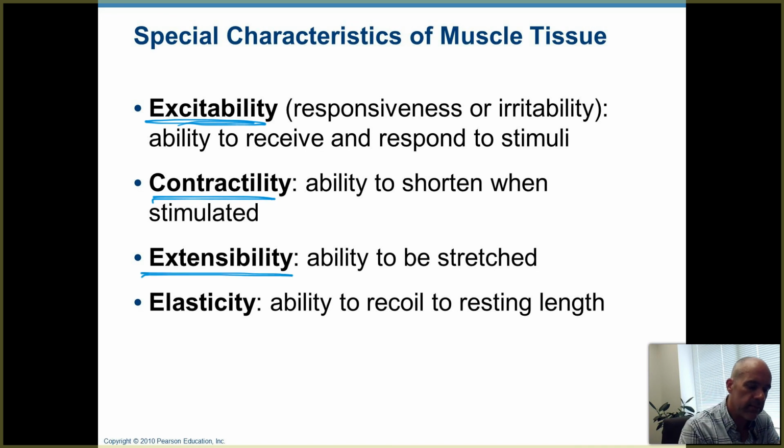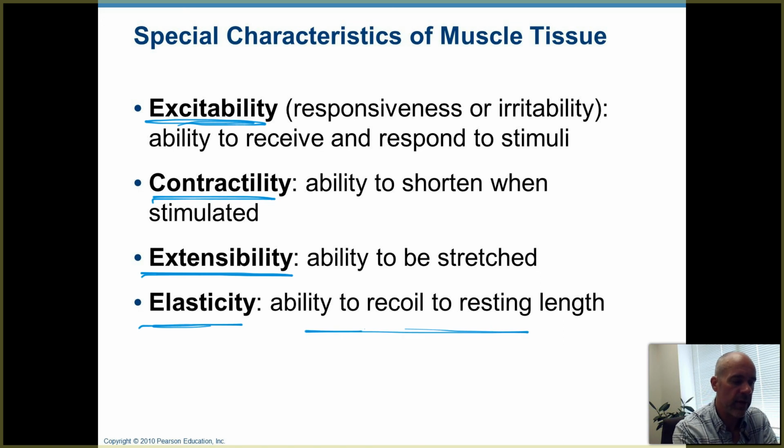Extensibility. Muscle tissues are extensible. That means that they can be stretched or elongated. And elasticity. Muscles can be stretched out, but then they'll also rebound really well back into their original positions. That's called elasticity. So they're very elastic, and that's, of course, important for their function as well.